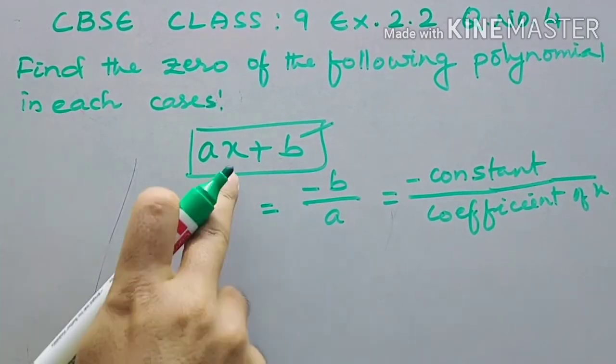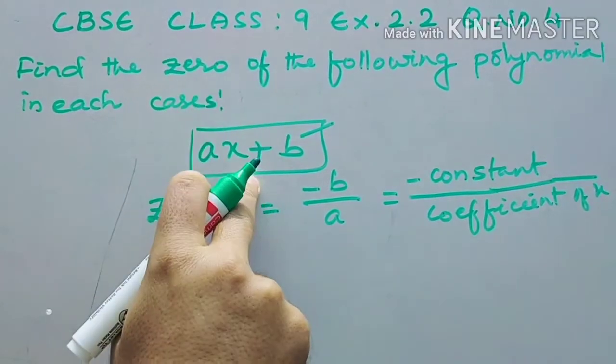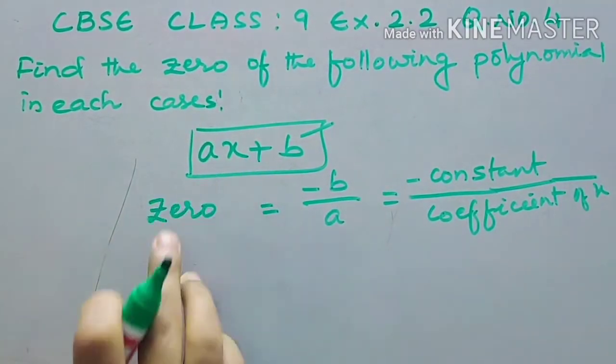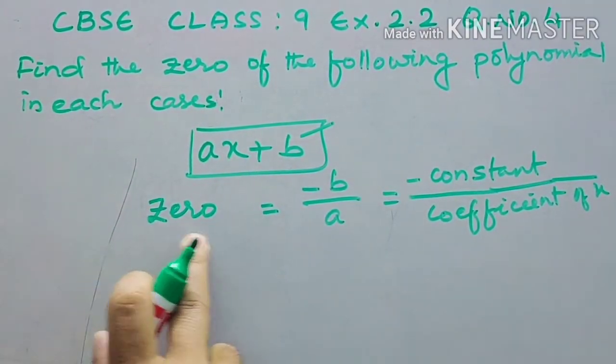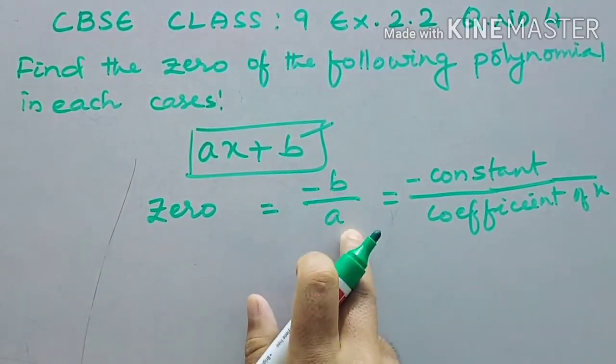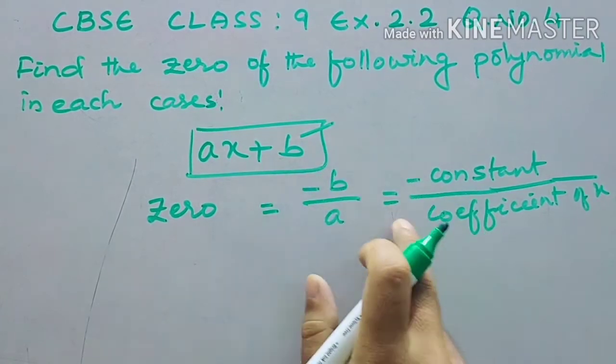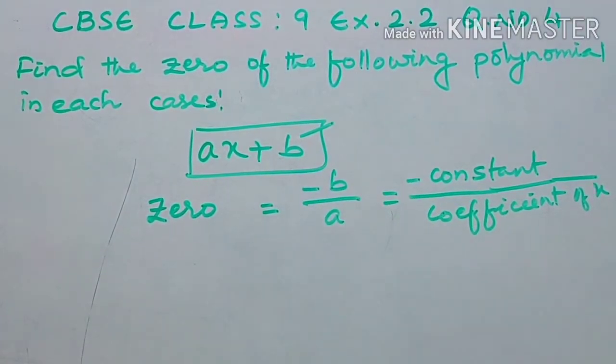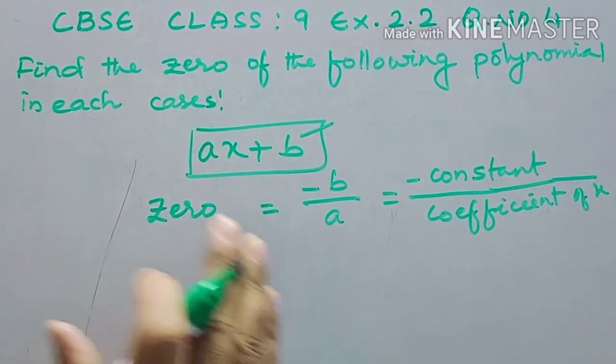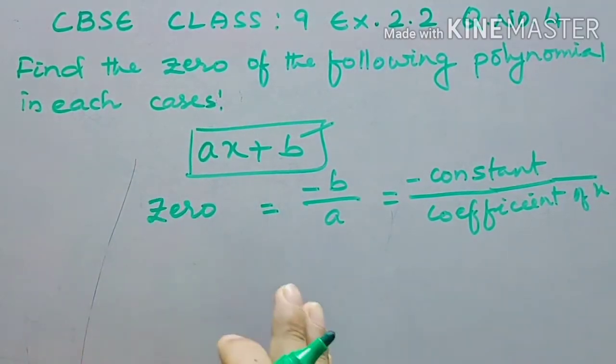Okay, so this is the linear polynomial. If it is a linear polynomial, how to find the zero? We'll have only one zero. How to find that zero now? Minus b by a. b is nothing but the constant term, and a is nothing but the coefficient of x. So children, don't forget: first you have to identify whether the given polynomial is linear or quadratic.